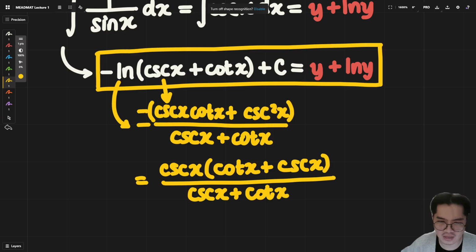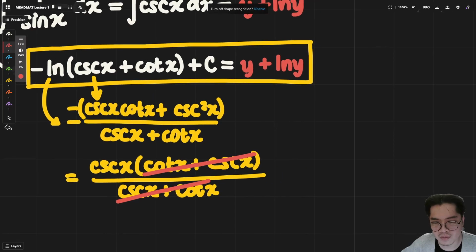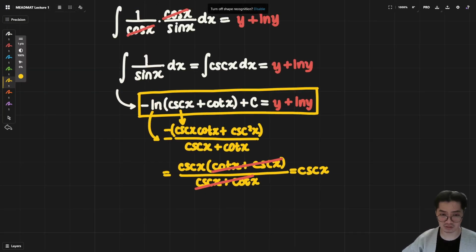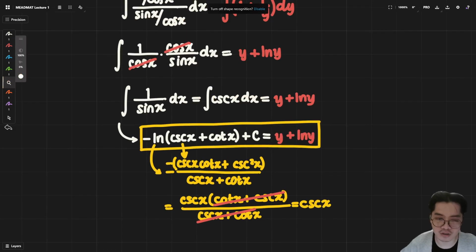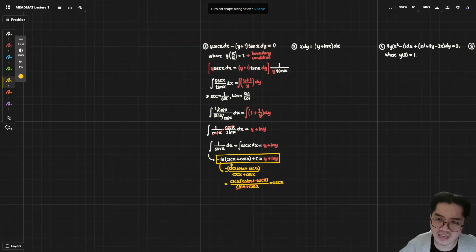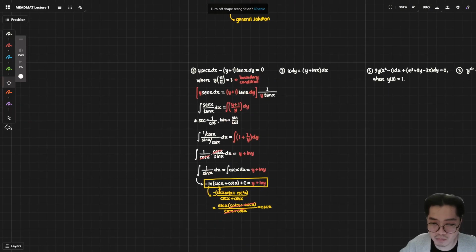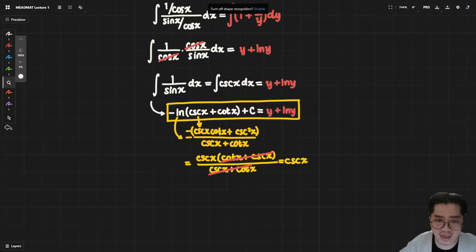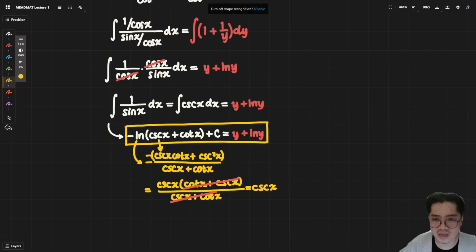And wait a second, this is the same thing here. Therefore, you can cancel them. And indeed, the only thing that will be left is a cosecant of x. So that is how we know that this is indeed correct. And at this point, because it's y plus ln y, I don't think I can get it any simpler than it is. However, you might say to yourself, okay, done.